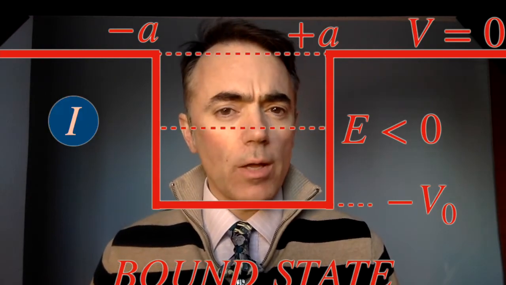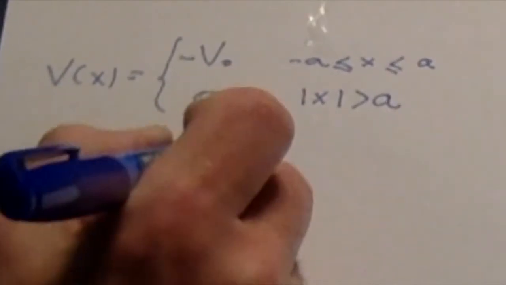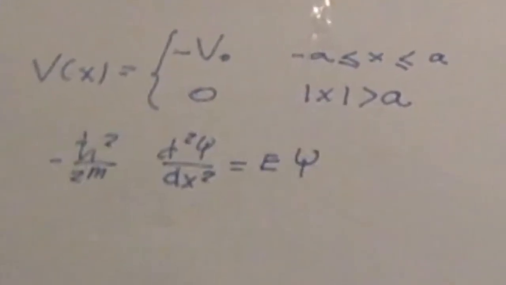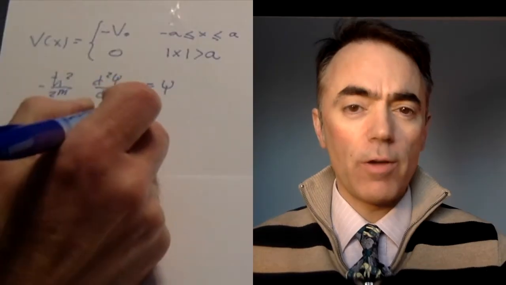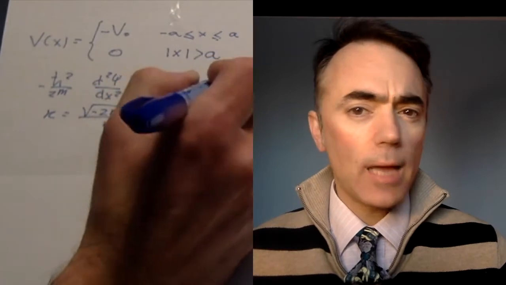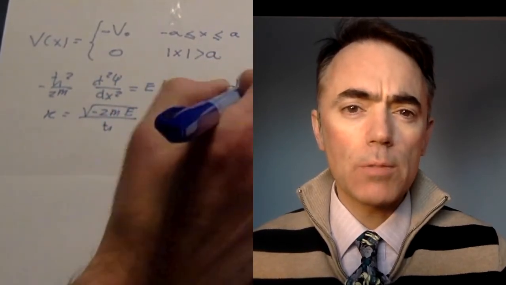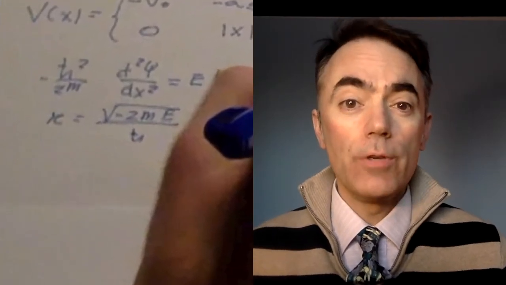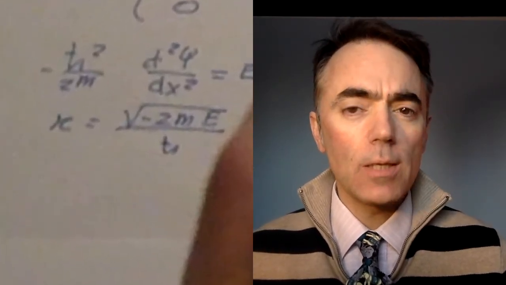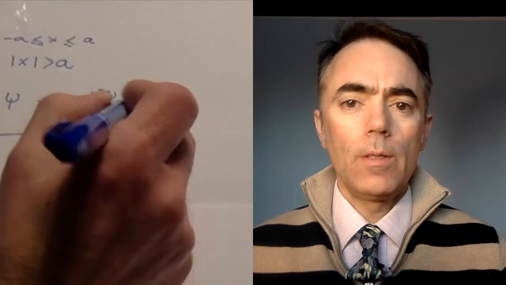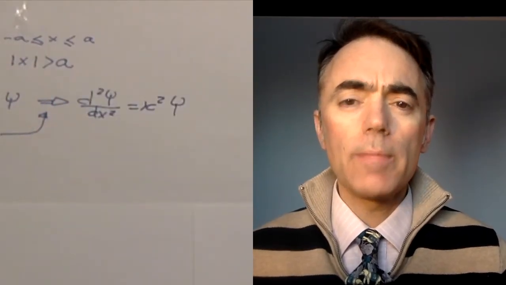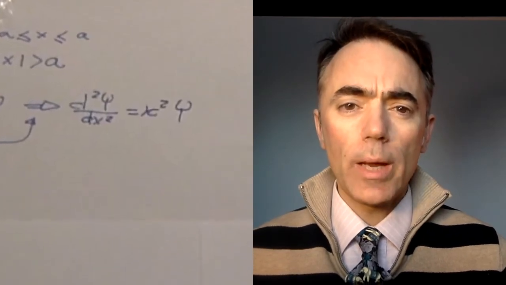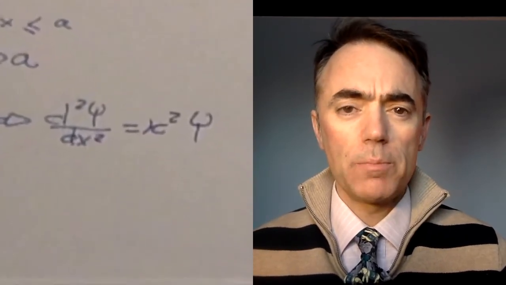For the first region, Schrödinger equation can be written as minus h bar over 2m times the second derivative of the wave function with respect to x twice equals the energy times the wave function. We can make some definitions here to simplify this. We call the Greek letter kappa the square root of negative 2 times m times the energy E over h bar. Be careful and don't get confused with the negative sign, as the energy in the bound state is negative, so kappa is real. This Schrödinger equation then reads as the second derivative of psi with respect to x equals kappa squared times psi.